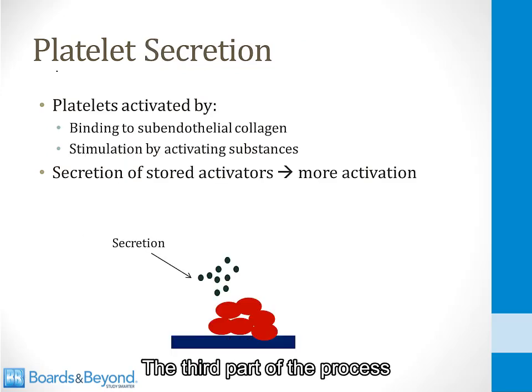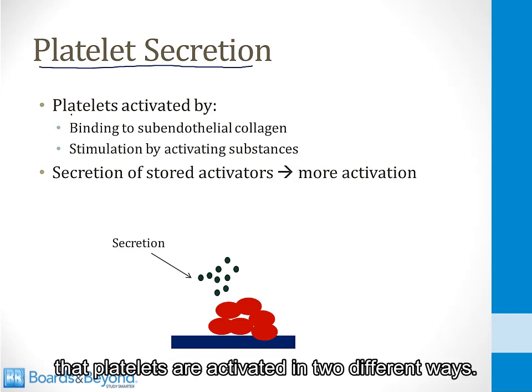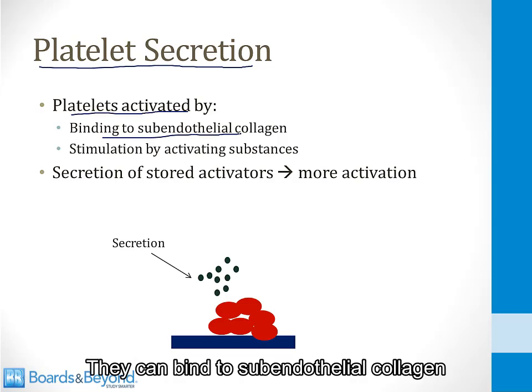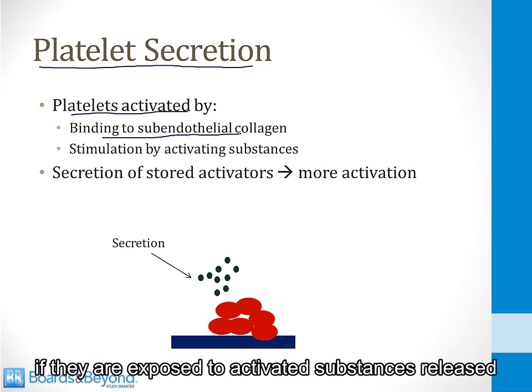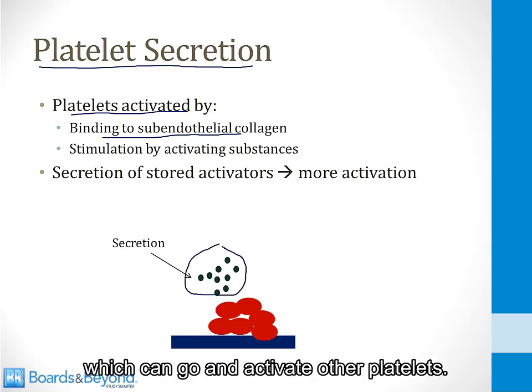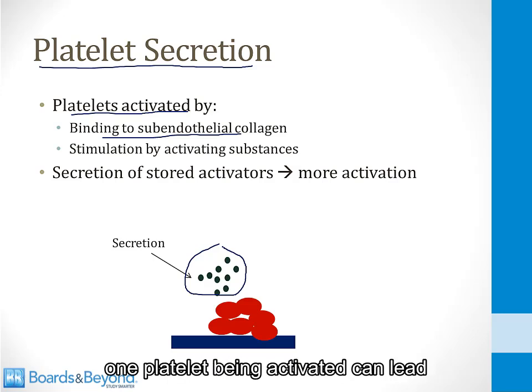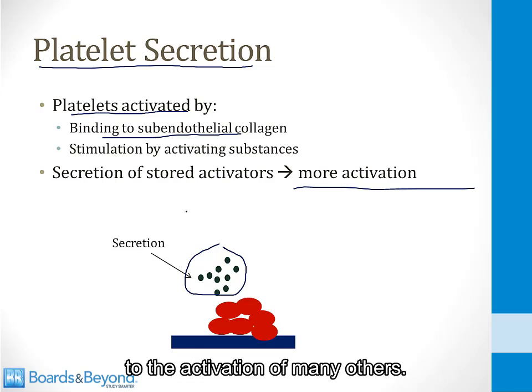The third part of the process of forming a platelet plug is platelet secretion of stored contents. It's important for you to understand that platelets are activated in two different ways. They can bind to subendothelial collagen, but they can also be activated if they are exposed to activated substances released from other platelets. So when one platelet is activated, it will release stored contents which can go and activate other platelets. In this manner, one platelet being activated can lead to the activation of many others.